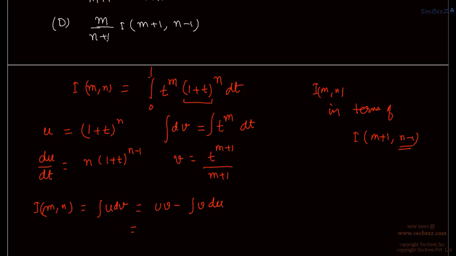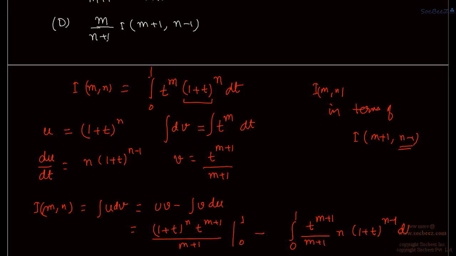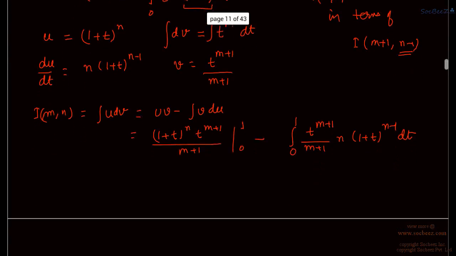Okay, so what is uv? uv is 1 plus t to the power n and t to the power m plus 1 upon m plus 1, and of course the limit is 0 to 1, minus integration of v du from 0 to 1. v is t to the power m plus 1 upon m plus 1, and du is n into 1 plus t to the power n minus 1 dt, right?